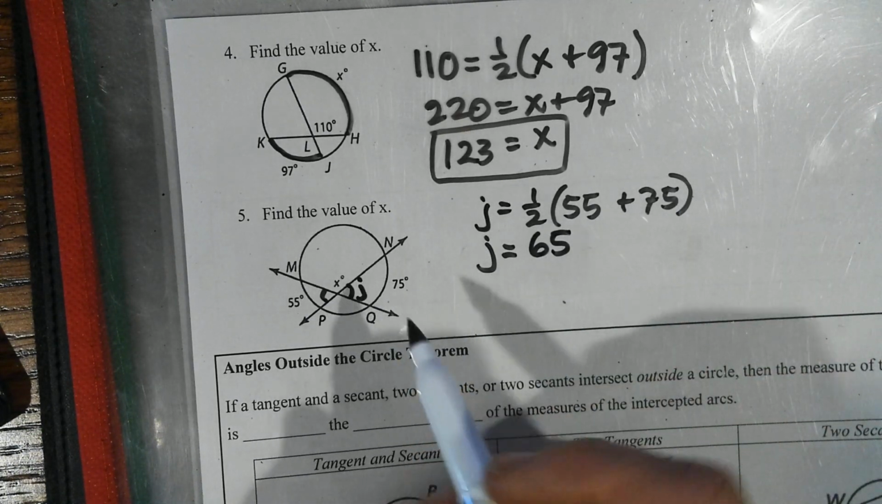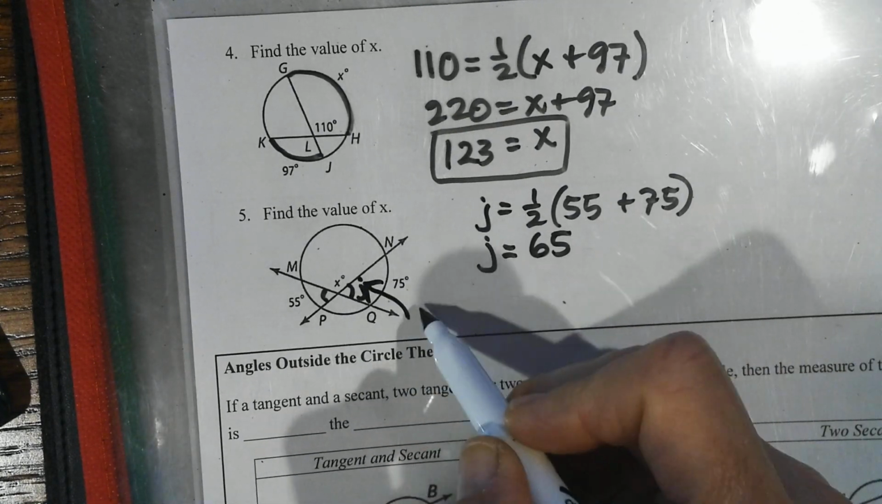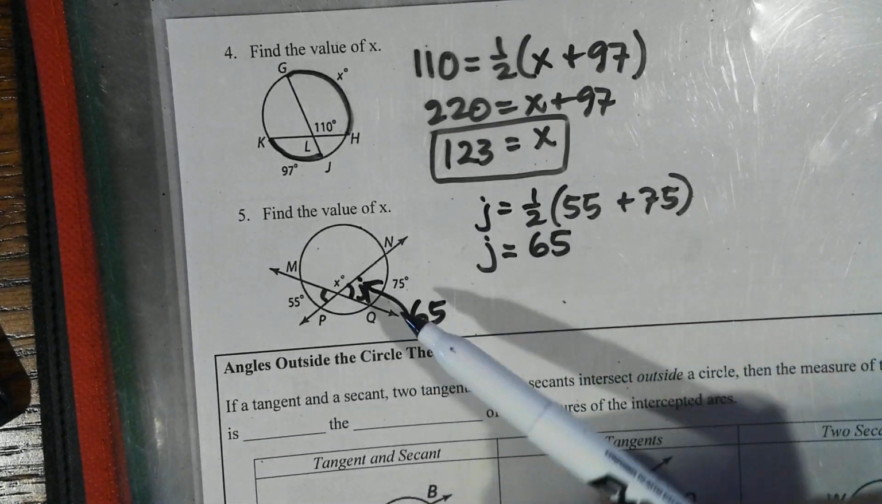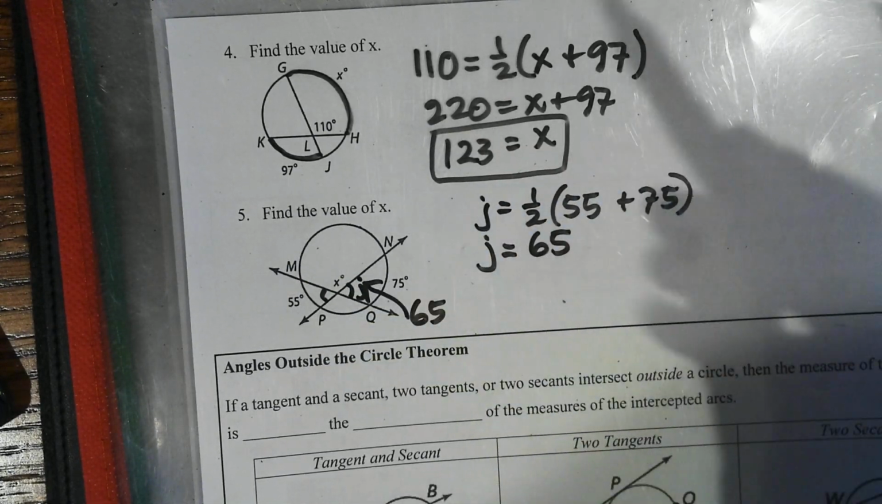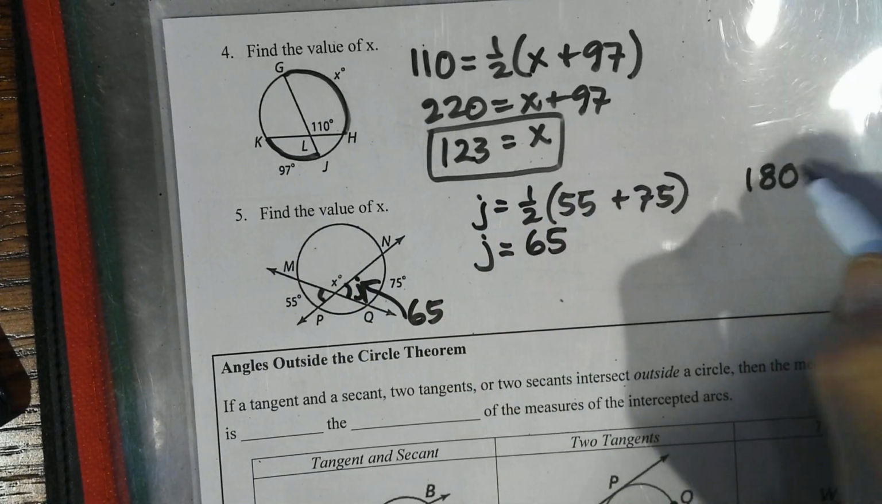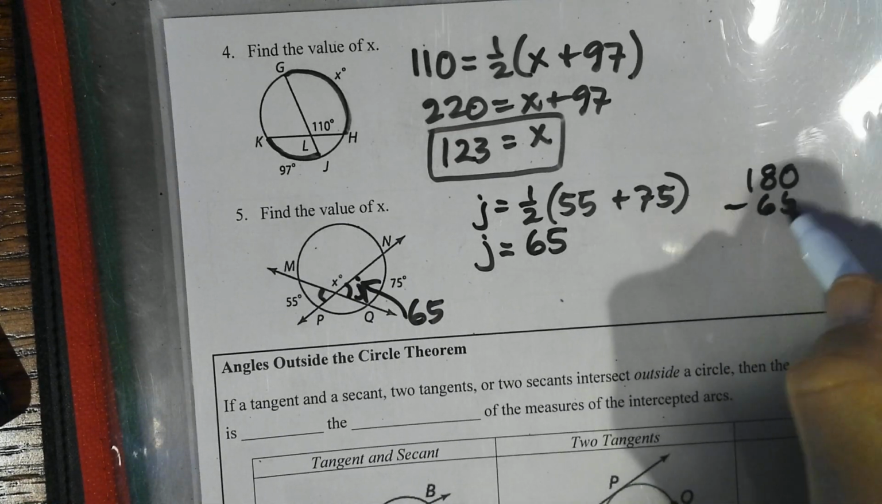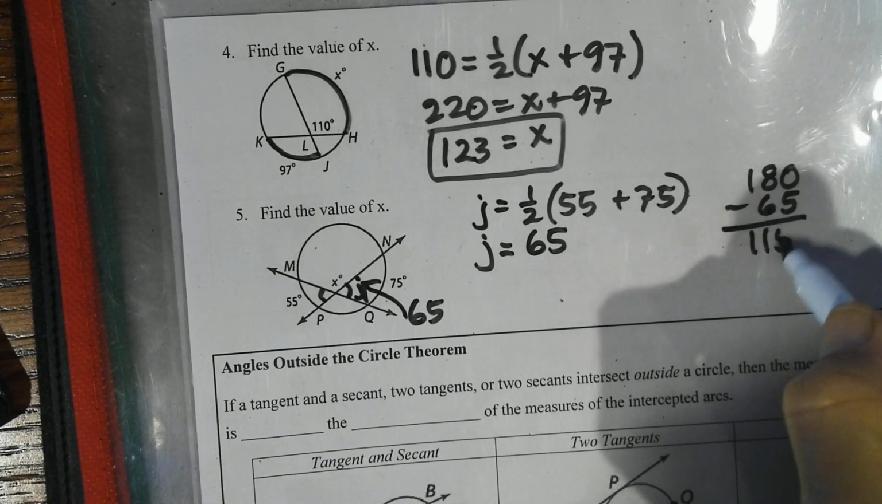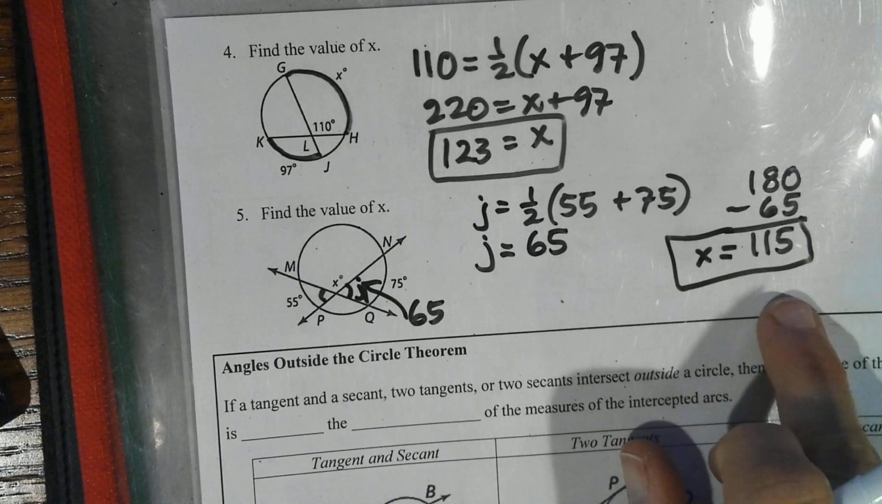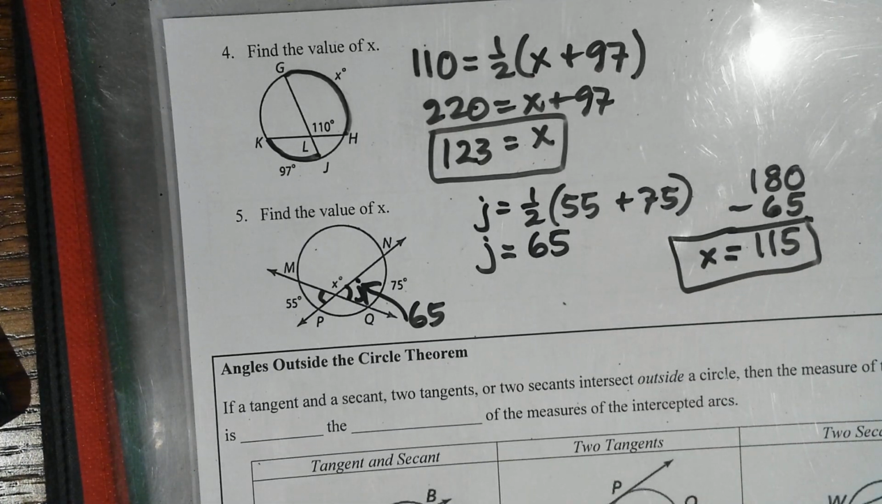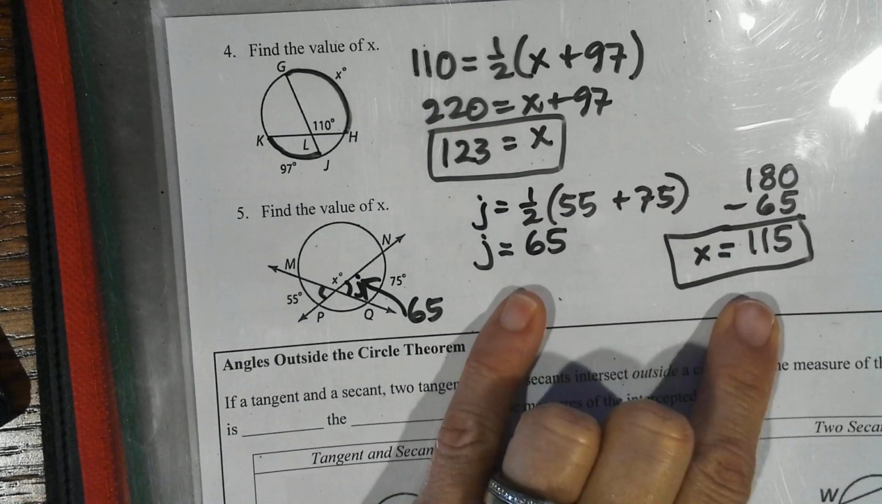So that means if this angle here is 65, and they make a straight angle either here or here, then it has to add up to 180. So you get x equals 115. So remember, you have to answer the question being asked, not necessarily what you find on the first step. Sometimes they take 2 steps.